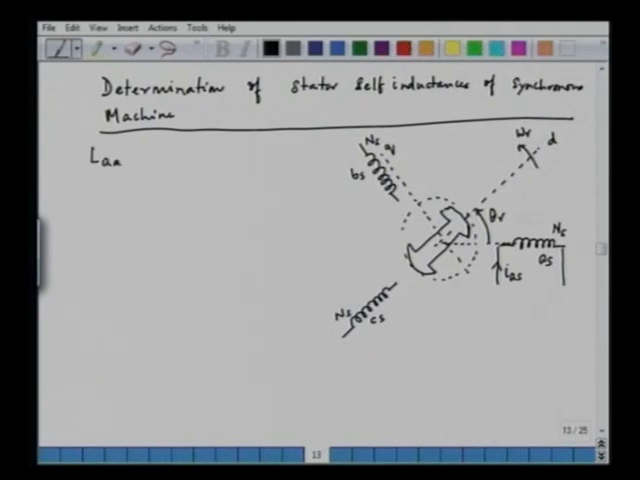This LAA, the inductance of phase A with respect to itself, consists of two parts: a leakage part LAL and a magnetizing part or the mutual part LAG. This is called the leakage inductance, and this is called the air gap inductance, or the magnetizing inductance.